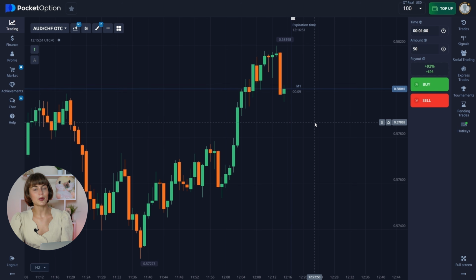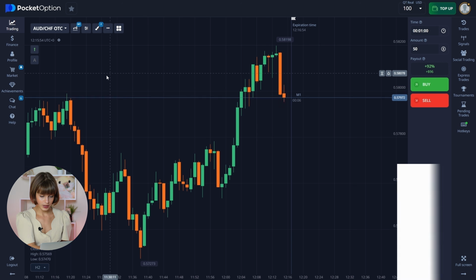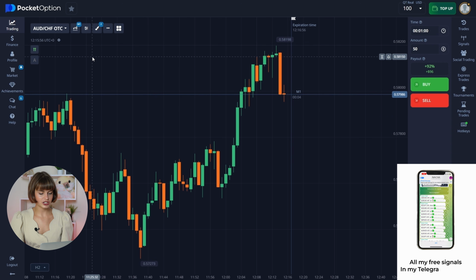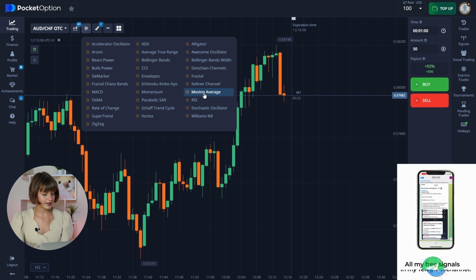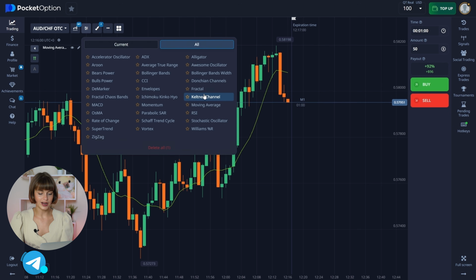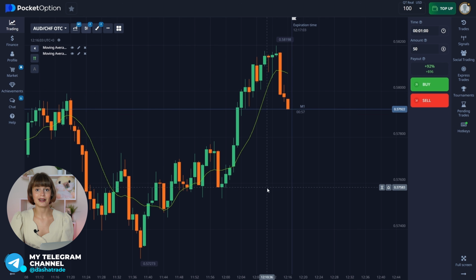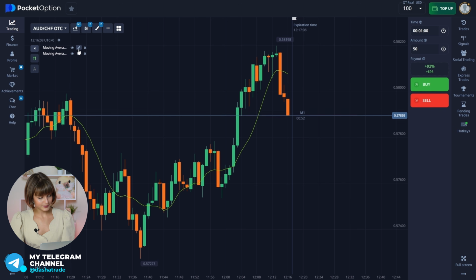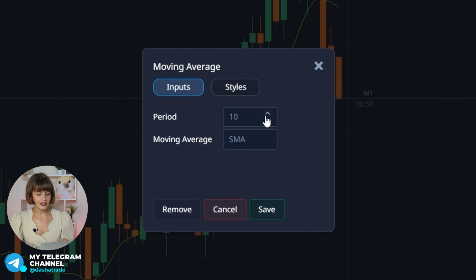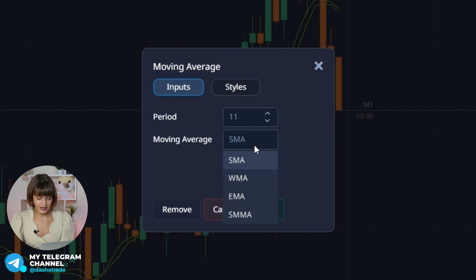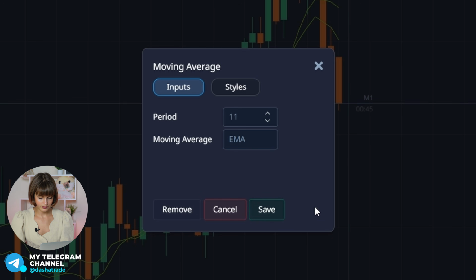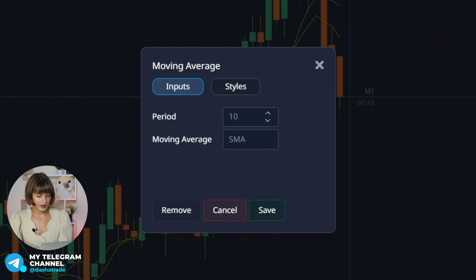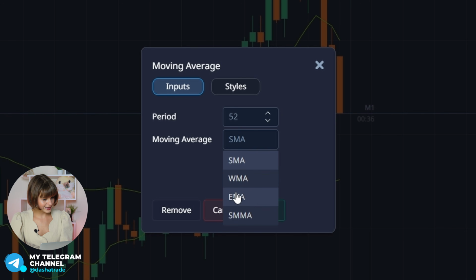And we move to the topic of the video. To add the moving average indicator, we go to the Indicators panel and add moving average twice. Now we go to Indicators settings. For the first moving average, we set the period 11 and EMA. Click Save. For the second one, we set the period of 52, and of course, EMA as well.